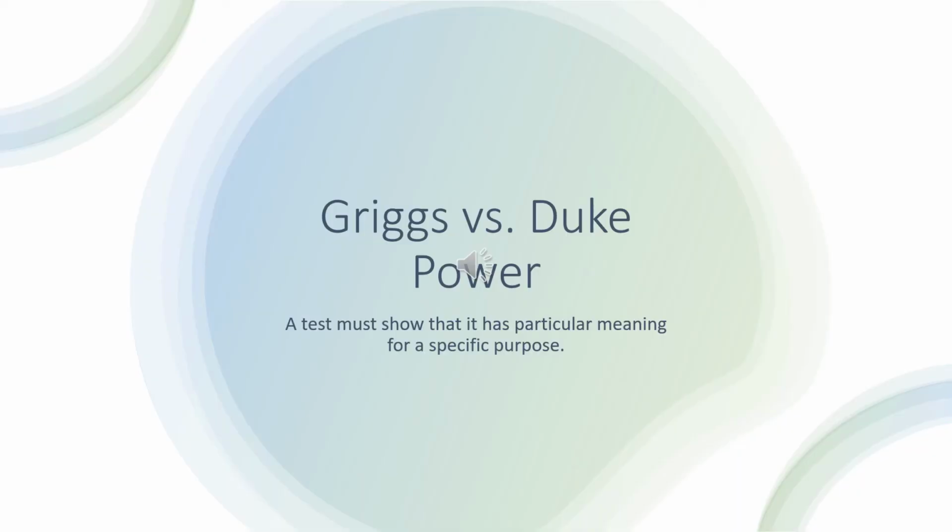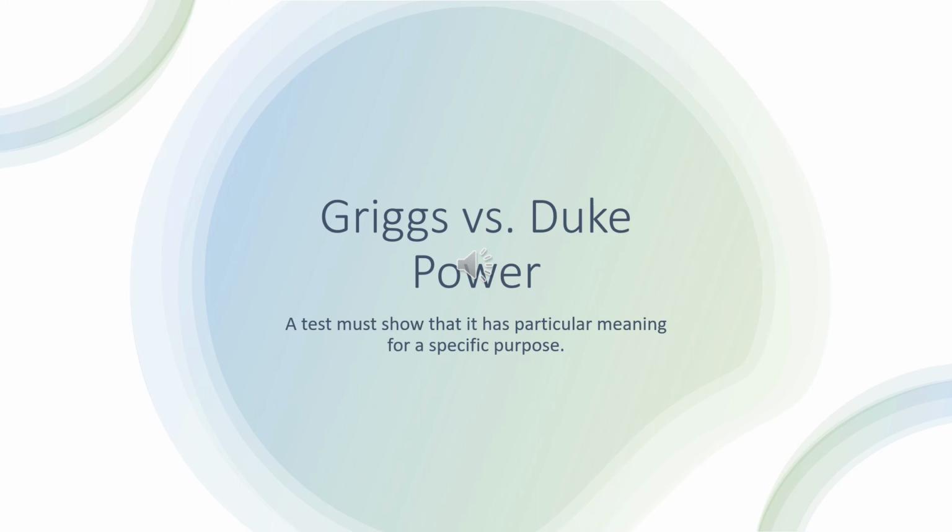The Griggs versus Duke Power case was a landmark case argued in 1970, and a decision was reached by the Supreme Court in 1971. Willie Griggs was an employee of Duke Power in North Carolina. He worked as a laborer, and he wanted to be promoted one level up to be a coal handler. He had to pass an IQ test in order to be promoted.